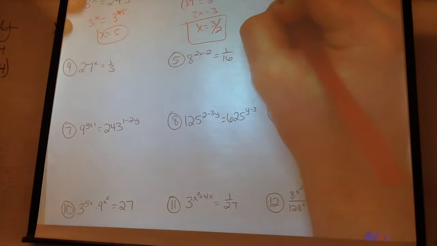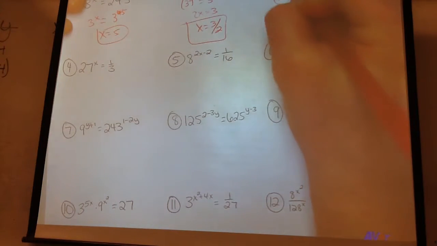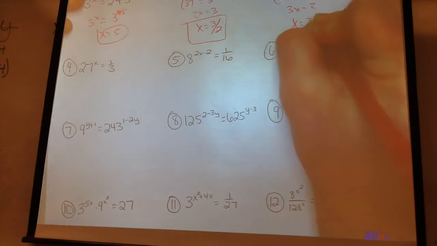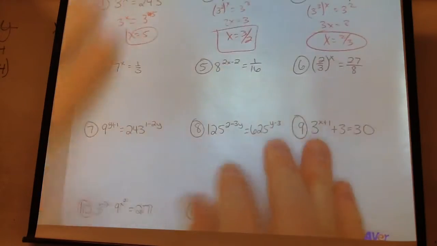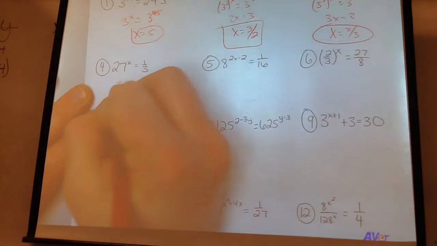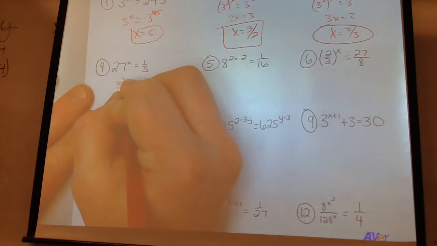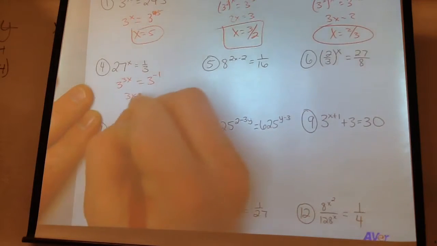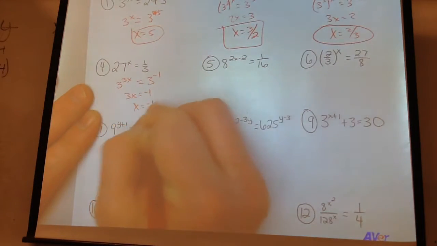Let's see, that's 3 to the third to the x equals 3 squared. So 3x equals 2. So x equals 2 thirds. Now let's see, that's 3 to the third to the x. And that's 3 to the negative 1, so 3x equals negative 1, so x equals negative 1/3.